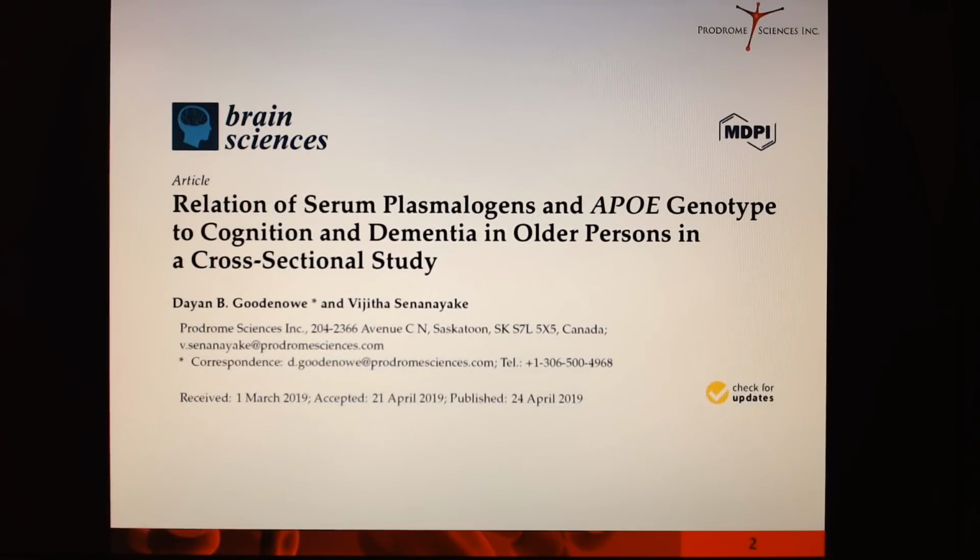We recently published a paper titled Relation of Serum Plasmalogens and APOE Genotype to Cognition and Dementia in Older Persons in a cross-sectional study. The purpose of this presentation is to dig a little more deeply into the biochemical mechanisms behind the relationship between plasmalogens and APOE genotype and their associations with dementia.